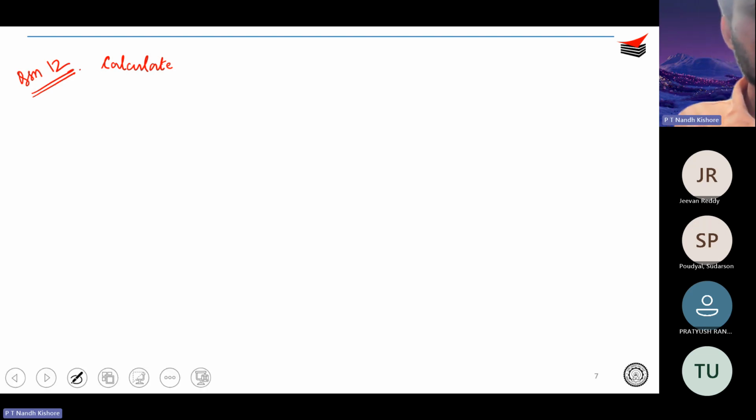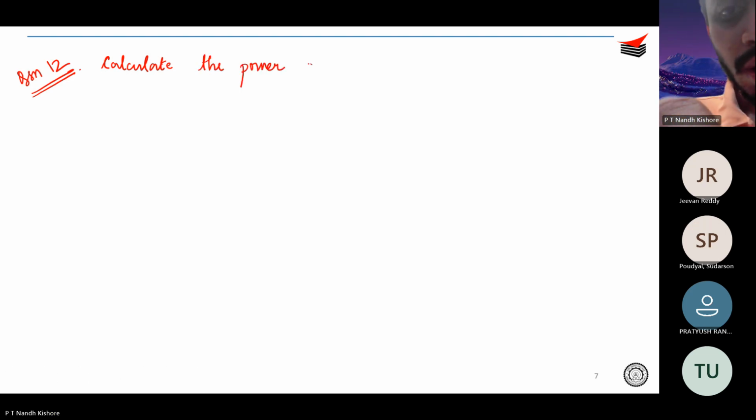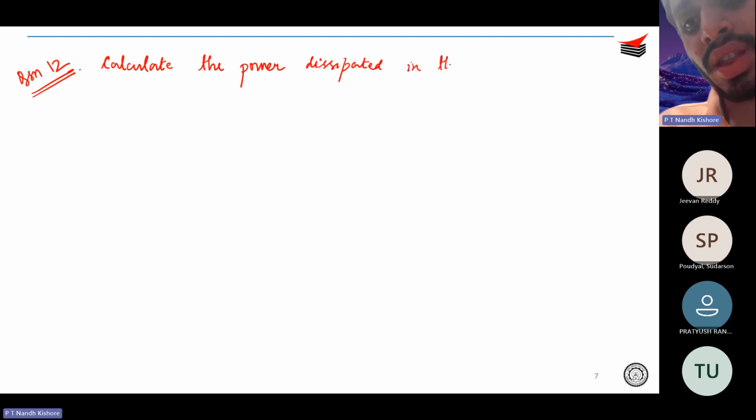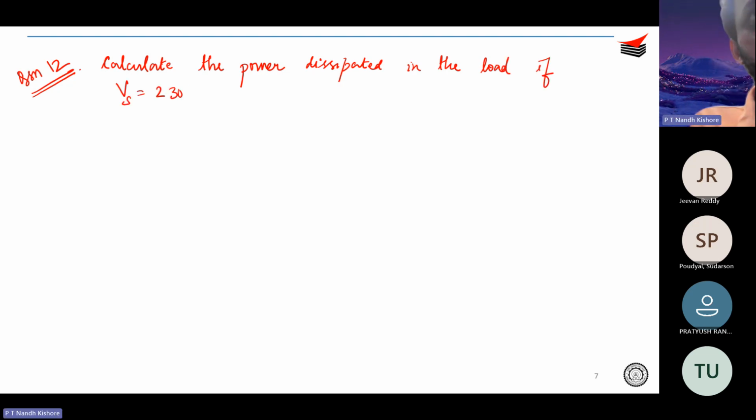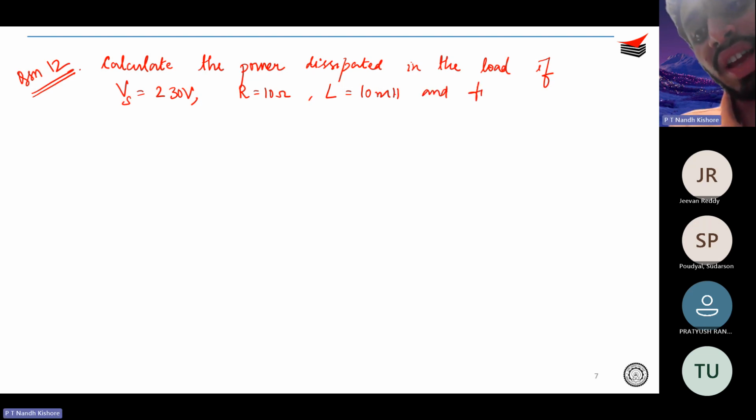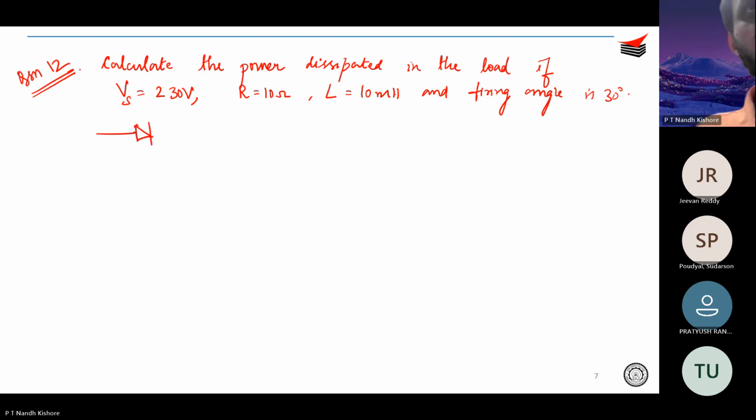So this will be question 12. Okay. So the question is: calculate the power dissipated in the load if Vs is 230 volts, R is 10 ohms, L is 10 millihenries, and firing angle is 30 degrees. Okay. So what is the circuit?